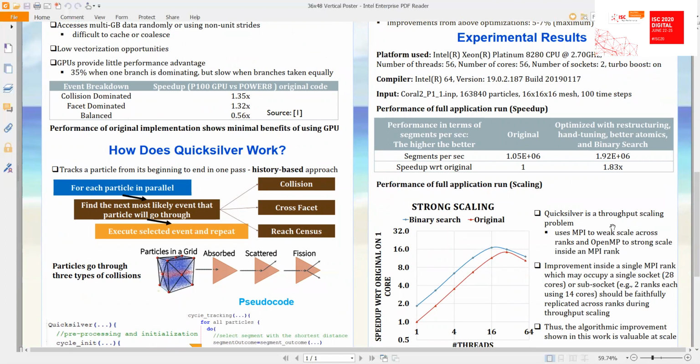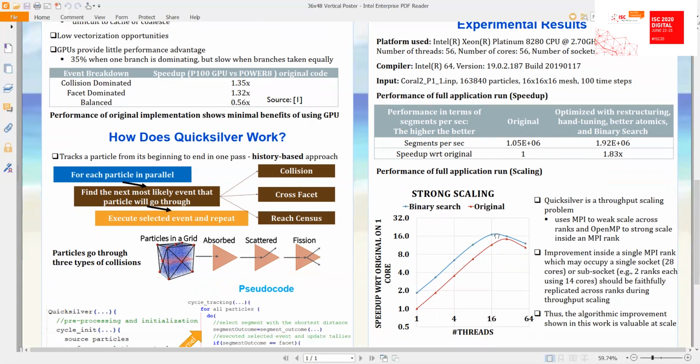The good news is Quicksilver is a throughput scaling problem. It uses MPI to weak scale across ranks and OpenMP to strong scale inside an MPI rank. Improvement inside a single MPI rank, which may occupy a single socket or even a sub-socket, should be faithfully replicated across ranks during throughput scaling, and thus the algorithmic improvement that we have shown in this poster should be valuable at scale if the number of cores remain below 16.